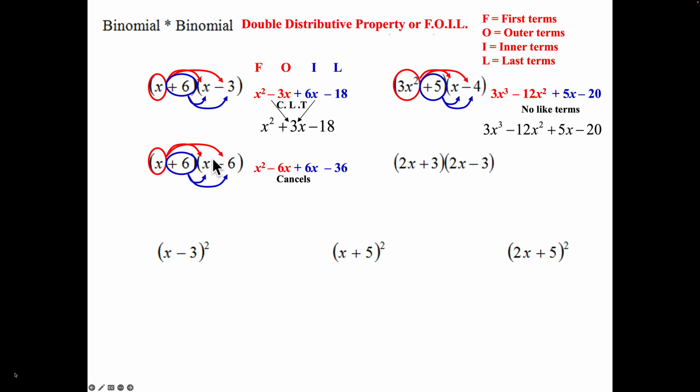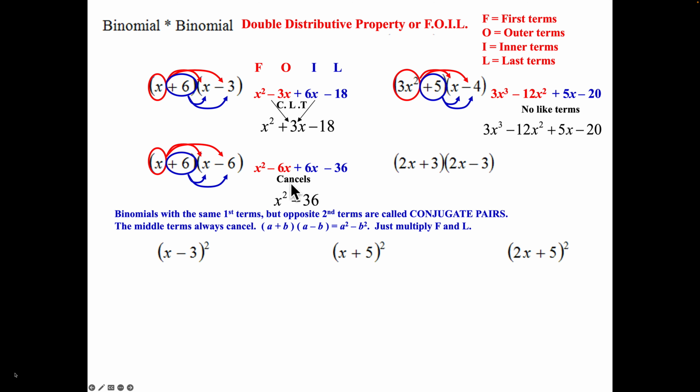Doesn't matter if it's plus minus or minus plus. The middle terms will cancel. So a shortcut to this is if you see that you have what we would call conjugate pairs.